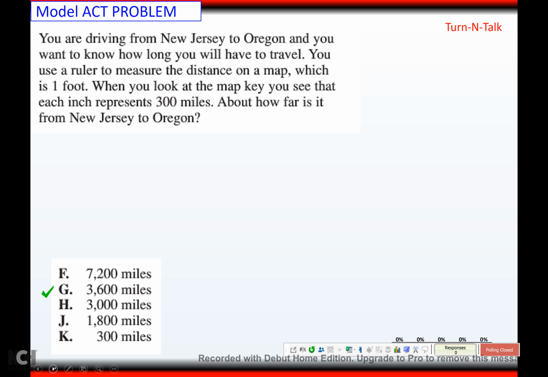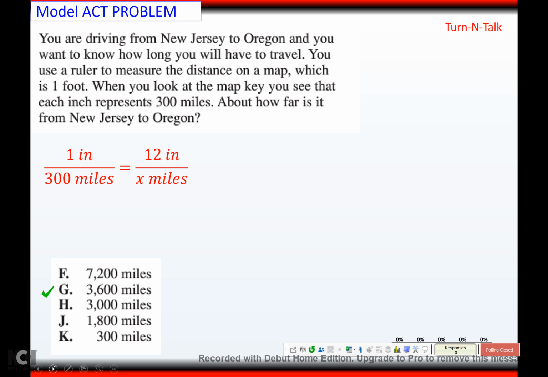Alright, it says you are driving from New Jersey to Oregon and want to know how long you will have to travel. You use a ruler to measure the distance on a map, which is 1 foot. When you look at the map key, you see that each inch represents 300 miles. About how far is it from New Jersey to Oregon?